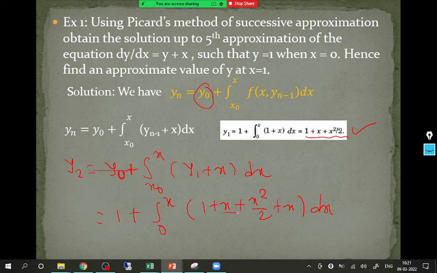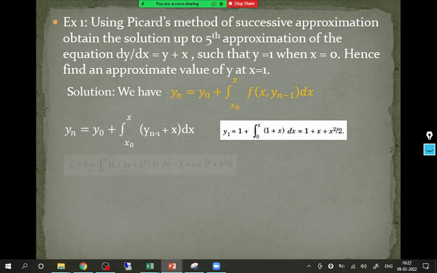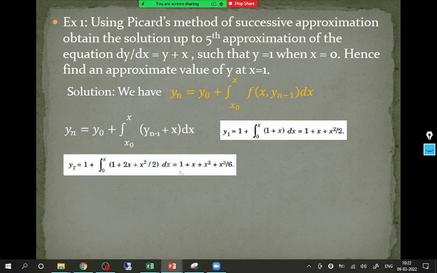And now this x plus x can be written as 2x, and then integrate and you will get the answer. So integration of 1 is x, integral of 2x is x square, integration of x square by 2 is x cube by 6. That's one. Got it? Yes, sir. So this is y2. So this way, you have to just integrate one by one. You will observe this is 1 plus x square plus x cube by 6. That is y2.